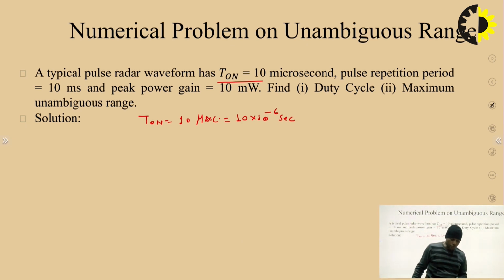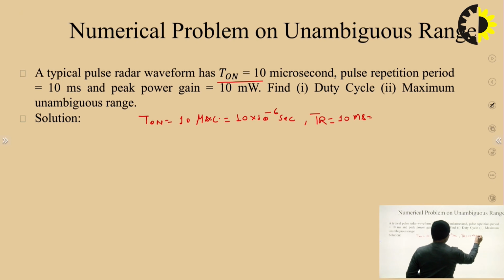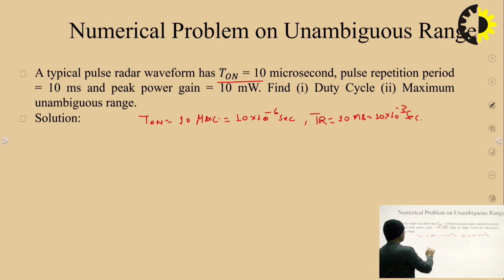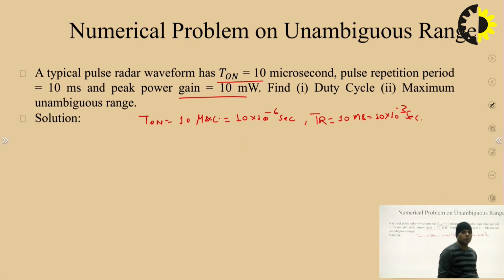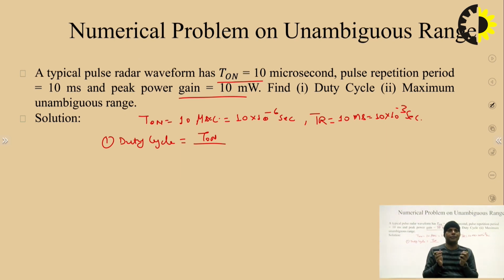After that, it has the pulse repetition period TR equal to, and power gain is also given here as 10 milliwatt. So the question asks what will be the duty cycle and the maximum unambiguous range here. So the first part is the duty cycle. Duty cycle is simply the ratio of the T on over the total time period, meaning the duration for which the pulse is on divided by the total time, that means the on period plus the off period.